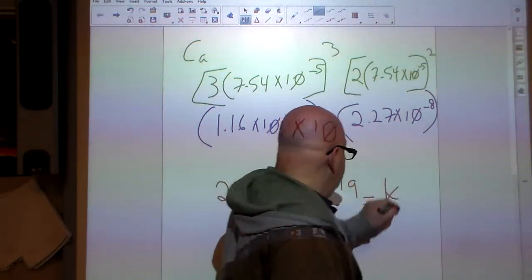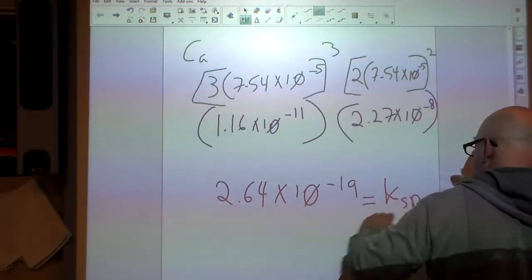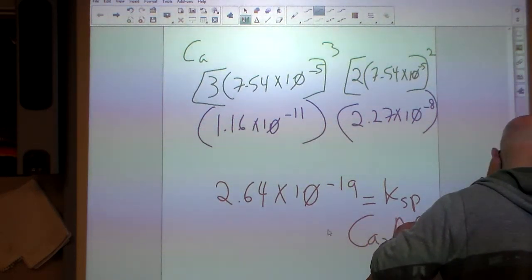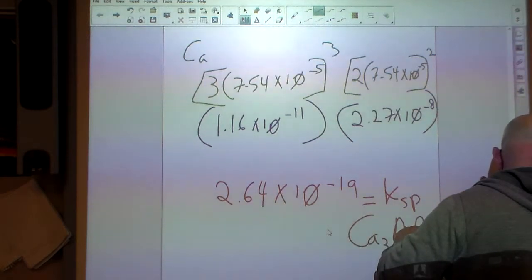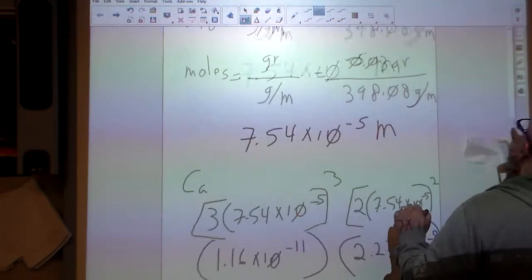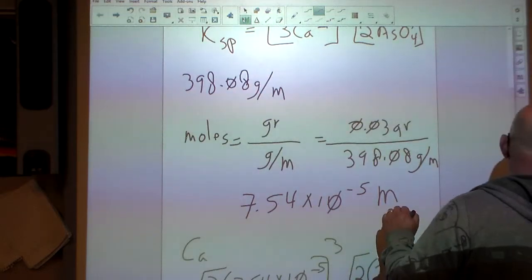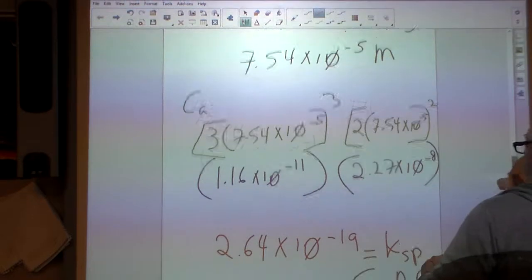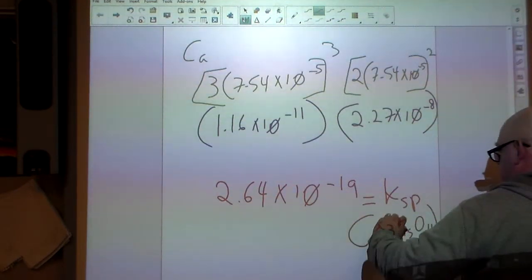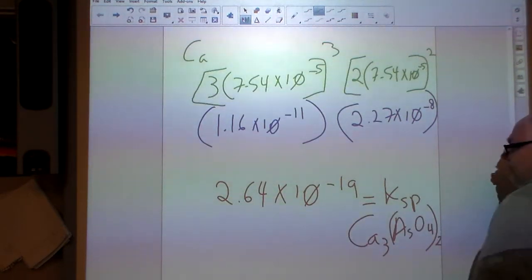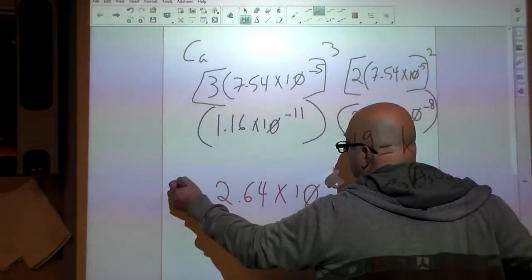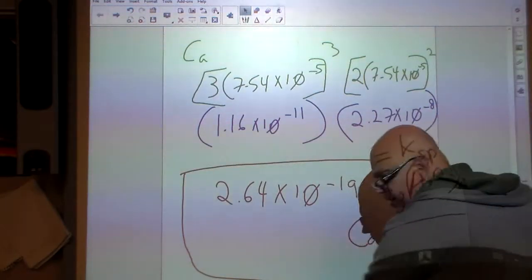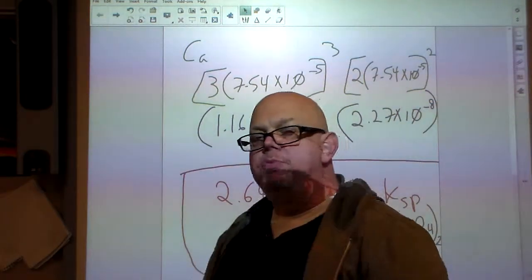That, ladies and gentlemen, is our KSP for calcium arsenate. I think it's AsO4, I think. What was it? 4? Was it AsO4? Yes. Well, I just wanted to make sure I got it right. 2. This is it, ladies and gentlemen. This is our entire thing for calcium arsenate. Hey, I hope this worked out.